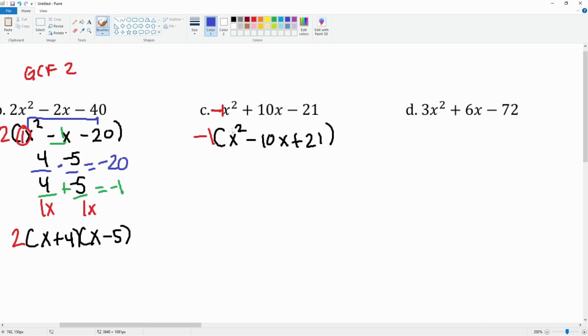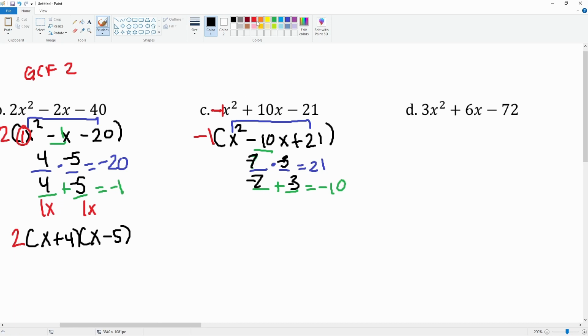Right? Then we set up the dashes. Dash times dash is 21. Then the middle number, dash plus dash is equal to negative 10. That looks like it is 7 and 3. And oh, both of them are negatives, right? Negative 7 times negative 3 is positive 21. Negative 7 plus negative 3 is negative 10.